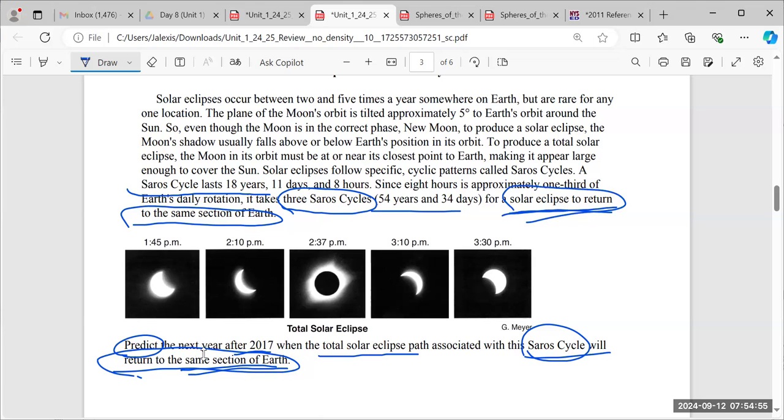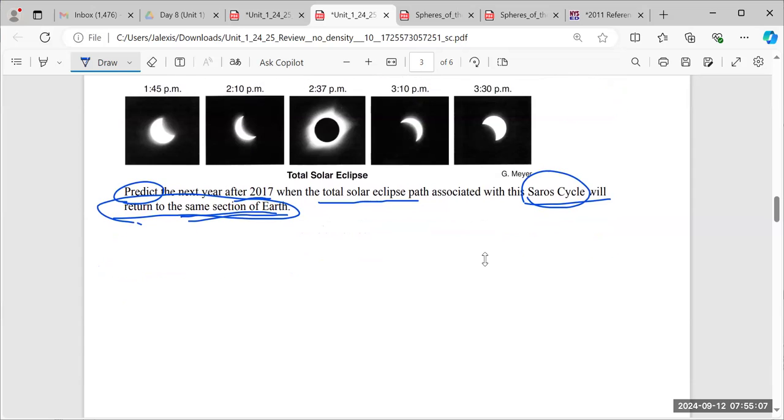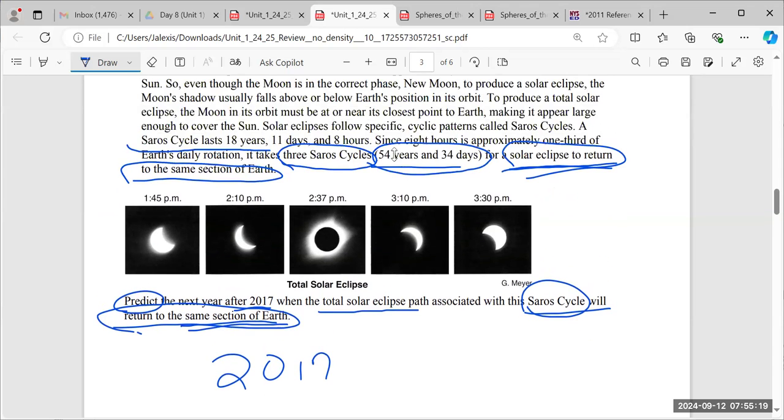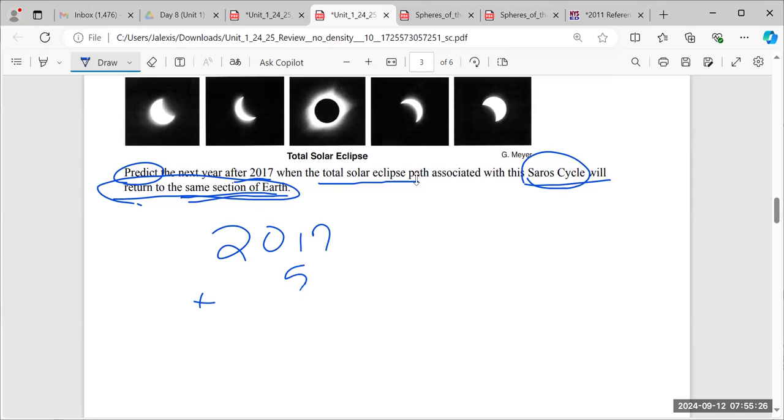So as you can see, they tell us the time period that it takes. It takes 54 years and 34 days. So what does that mean? After 2017, the next time that the total solar eclipse path with this Saros cycle will take place, it will take place when? The next 54 years. So 2017 plus 54 years later, what does that give me?